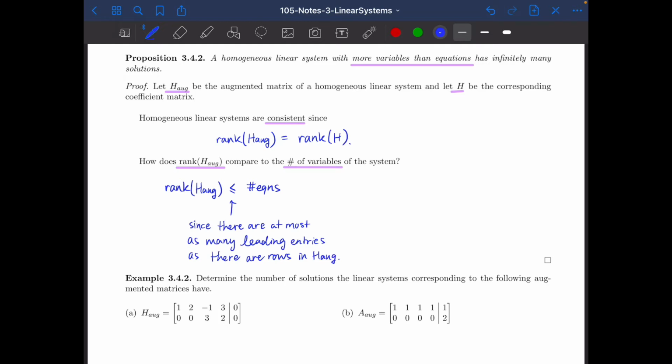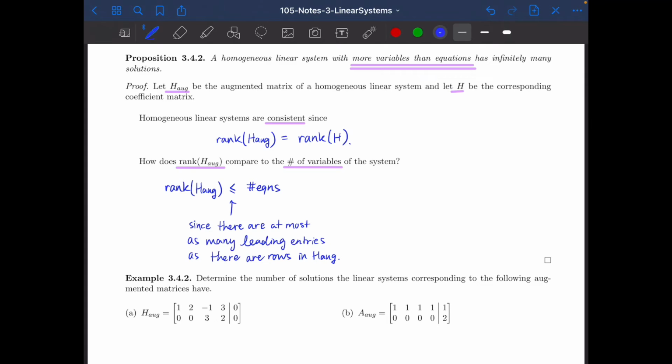If a linear system has 3 equations, then its augmented matrix has 3 rows, and the maximum number of leading entries is 3. So the rank can be at most 3. That's why the rank of the augmented matrix is less than or equal to the number of equations. Now what we're trying to prove in proposition 3.4.2 is that a homogeneous linear system with more variables than equations has infinitely many solutions. We haven't used the fact that we have more variables than equations yet. This is when we're going to use it.